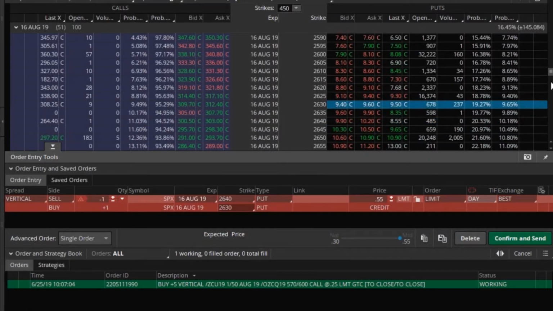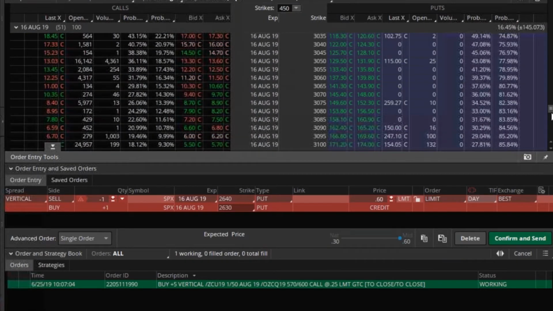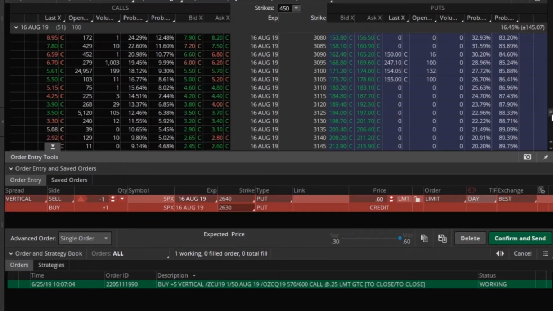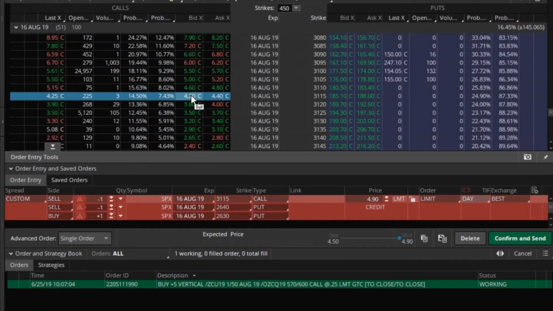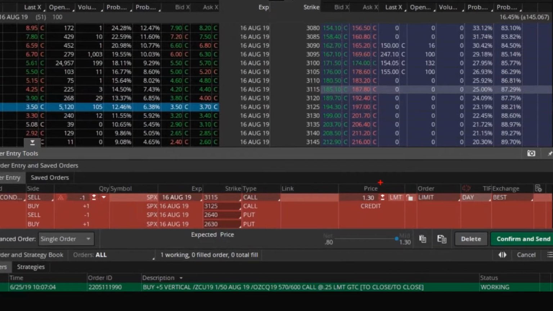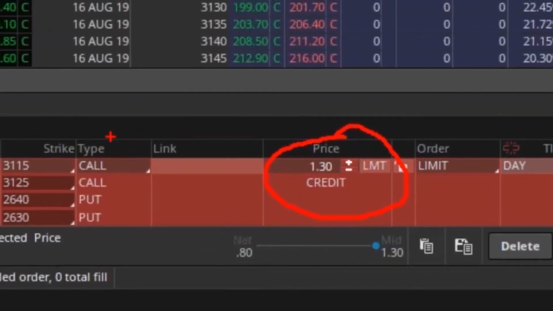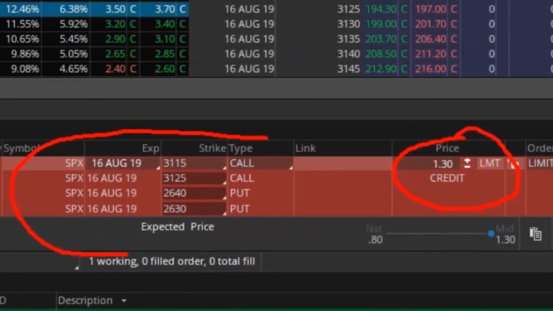And then we're going to go over to the call side, and we're going to sell the 7 delta on the call side as well. All right, so we sold the 10 delta on the put side. Now we're going to sell the 7 delta on the call side, and we're going to hold control and hit the bid at the 31.15, and then hit control again and click the bid at 31.25. So this is a 10-point wide iron condor on both sides, and we're going to receive 130 on the Thinkorswim platform. And this is how it looks.